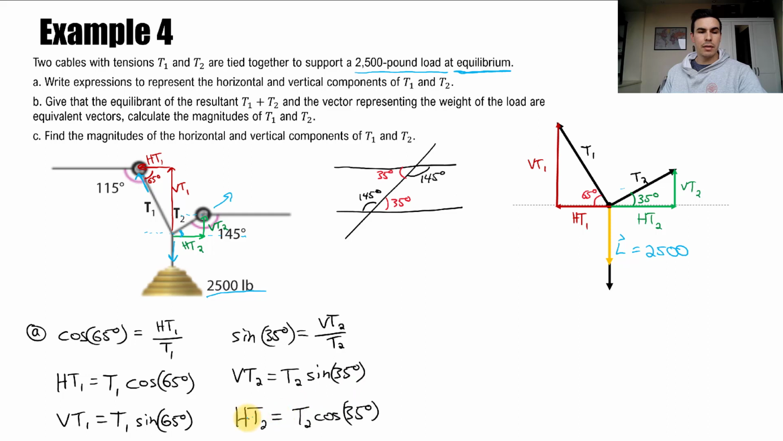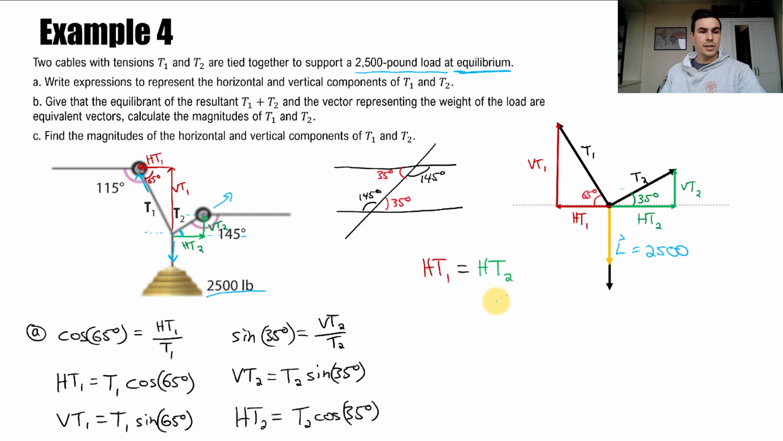And if I use the same method of thinking for the horizontal component, I get T2 times the cosine of 35 degrees, right? Now, since this is in equilibrium, I know that my horizontal components are going to equal each other, because this thing is not moving left or right. This load is just sitting there, not moving at all, which tells me that the horizontal components of my tension are going to be equal to each other. So the horizontal component of T1 is equal to the horizontal component of T2.